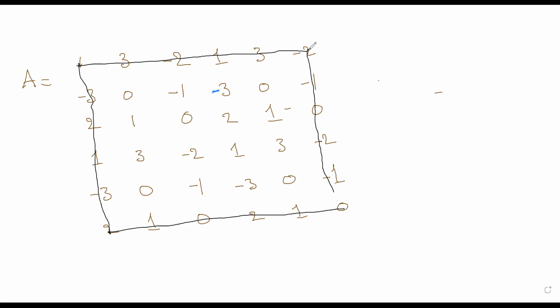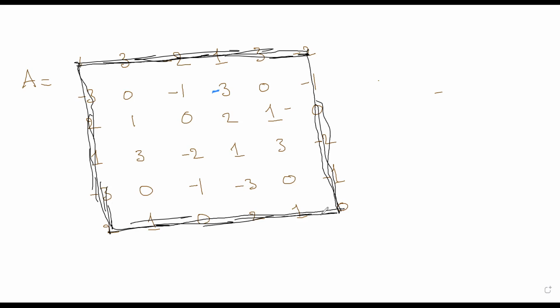Delete the entire edge. Why we are striking off the entire edge is that edge numbers you don't consider at all. So that's why we strike off the entire edge. After striking off the entire edge, what we get is the cofactor matrix of A.